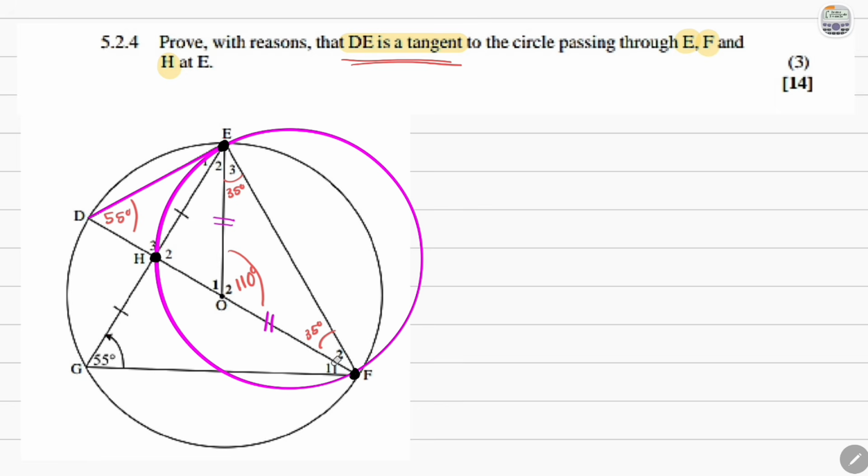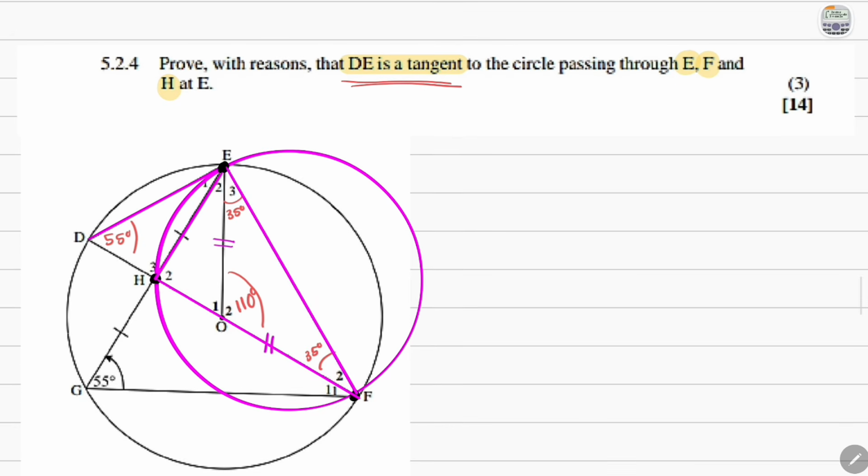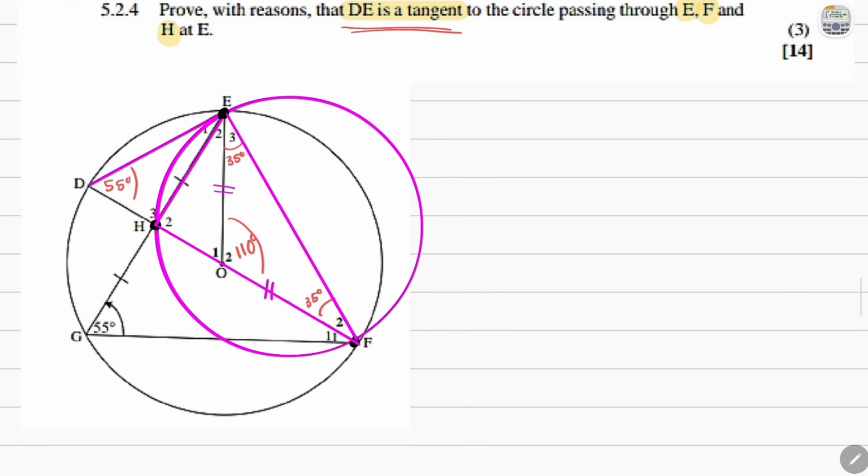It passes through these three points, meaning it has the following chords. It has this chord EH, that is a chord in the circle we're referring to. And it has this chord EF, and it definitely has this chord HF. So clearly here we have to use the tan chord theorem because in this purple circle, you can see that there's no radius. We're not referring to this bigger circle. Focus only on the purple. So let's look at what we have in the purple circle.